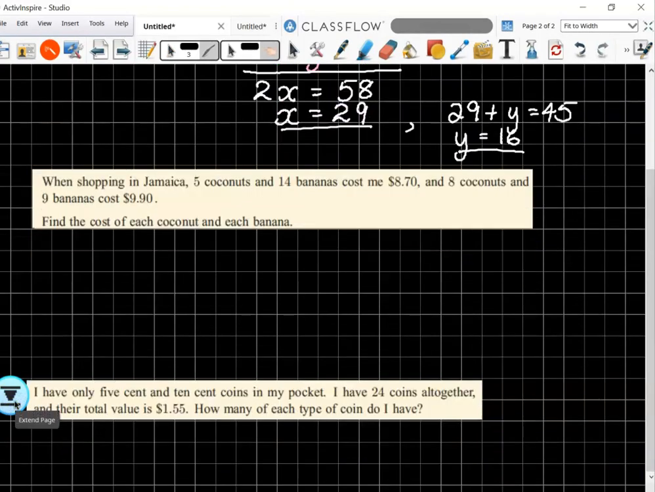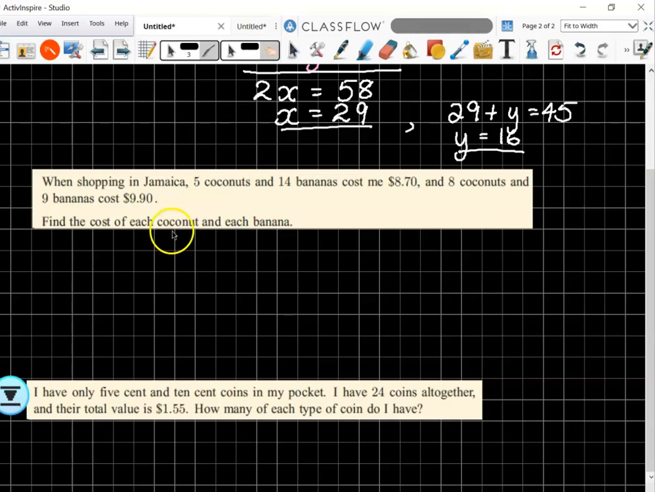Anyway, so here we go. When shopping in Jamaica, that's why they can say this is now an international question. We're shopping in Jamaica. 5 coconuts and 14 bananas cost $8.70. 8 coconuts and 9 bananas cost $9.90. Find the cost of each coconut and banana. Yeah, I know, inflation. I think the question might change now.